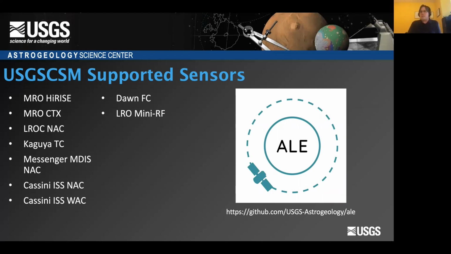So I said that USGS CSM is generic, and whenever you've got such a heterogeneous set of data as we do in planetary science and planetary remote sensing data, you're going to have some sort of homogenization layer. And for us, that is a software package called ALE. We call it Abstraction Library for Ephemerides. I've heard it a million different ways.